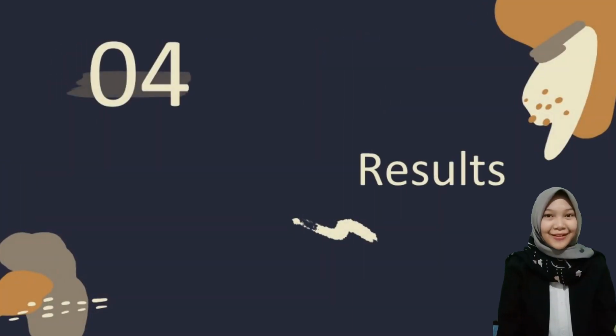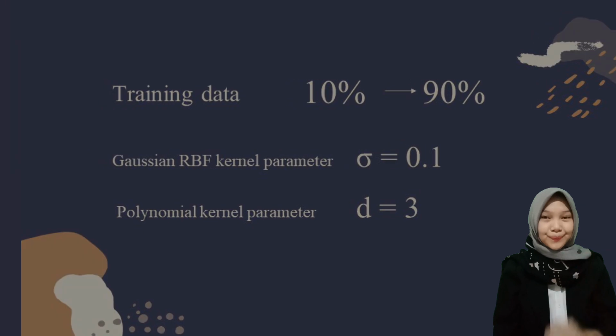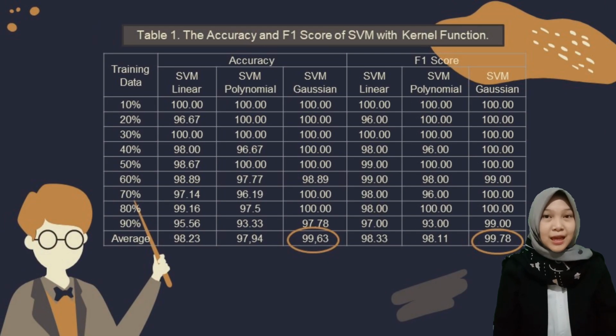And this is the result of our experiment. In this research, the training data differs from 10% to 90%. For the Gaussian radial basis kernel, we use sigma 0.1, and for the polynomial kernel, we use degree 3. This is table 1, the accuracy and F1 score of SVM with various kernel functions. We can see, for accuracy, SVM with Gaussian radial basis kernel is the best one, with an average accuracy of 99.63%. The second best is linear, and the third one is polynomial kernel.